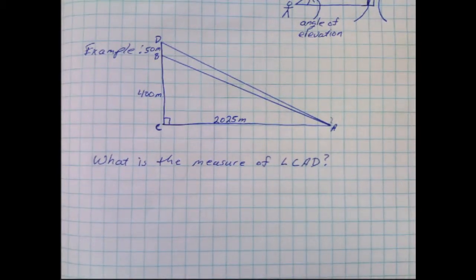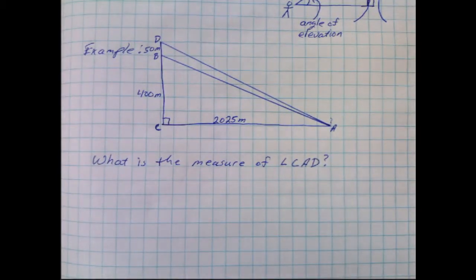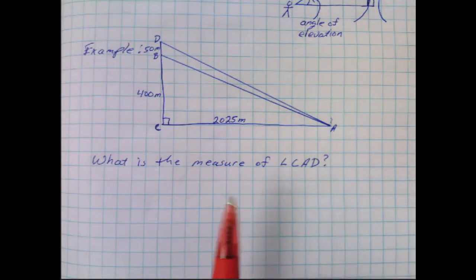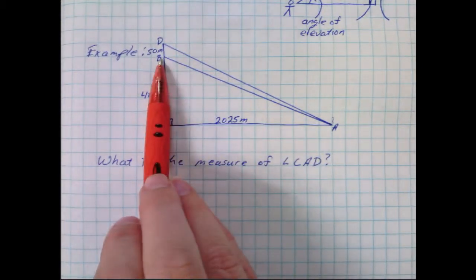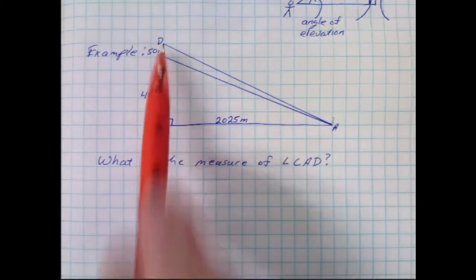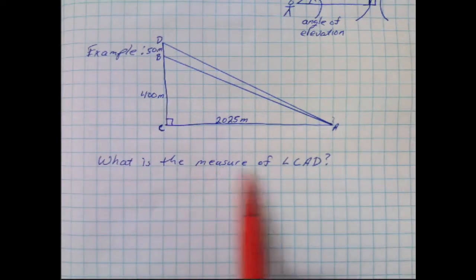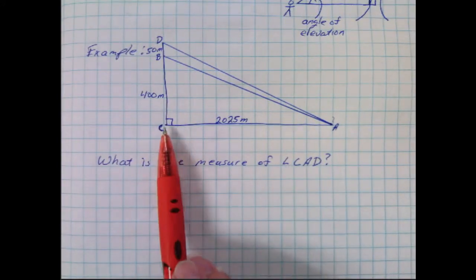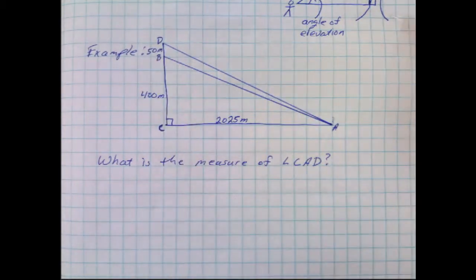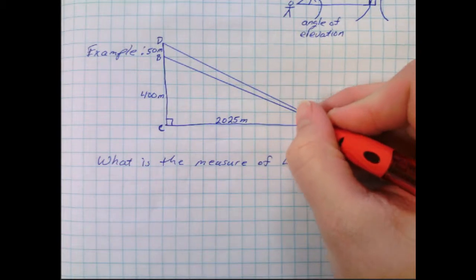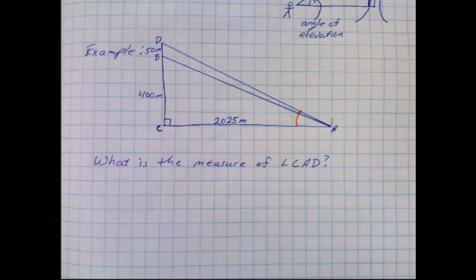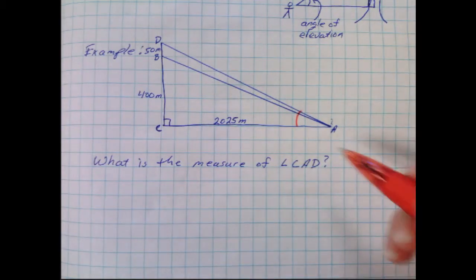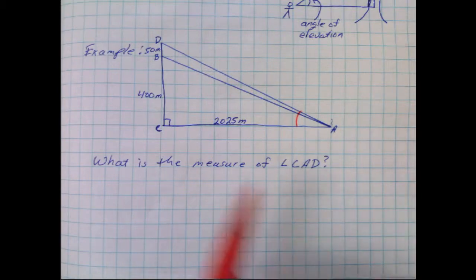Alright, so let's look at some examples. We're still going to be using our trig functions here. For this first example, we have a couple different lines going on. We're starting here at point A, and we have a line that goes up to B, and from A up to D. This asks us, what is the measure of angle CAD? C to A to D. So that means we're looking at this bigger angle here.